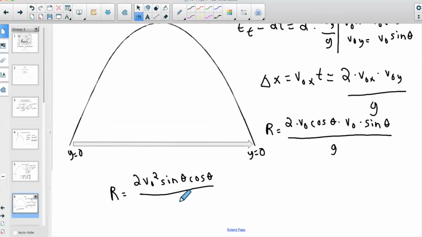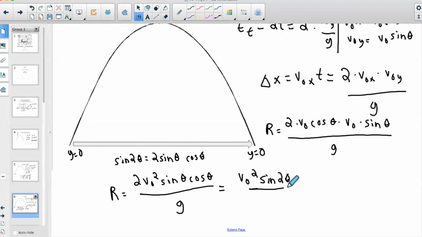over g. Now, we could leave it here, but it's important to remember one of our trigonometric identities, and that's that sine 2 theta equals 2 sine theta cosine theta. And we can see that we have that here in this range equation, 2 times sine theta times cosine theta. So we can rewrite the range as v naught squared sine 2 theta over g. And that's our range equation.